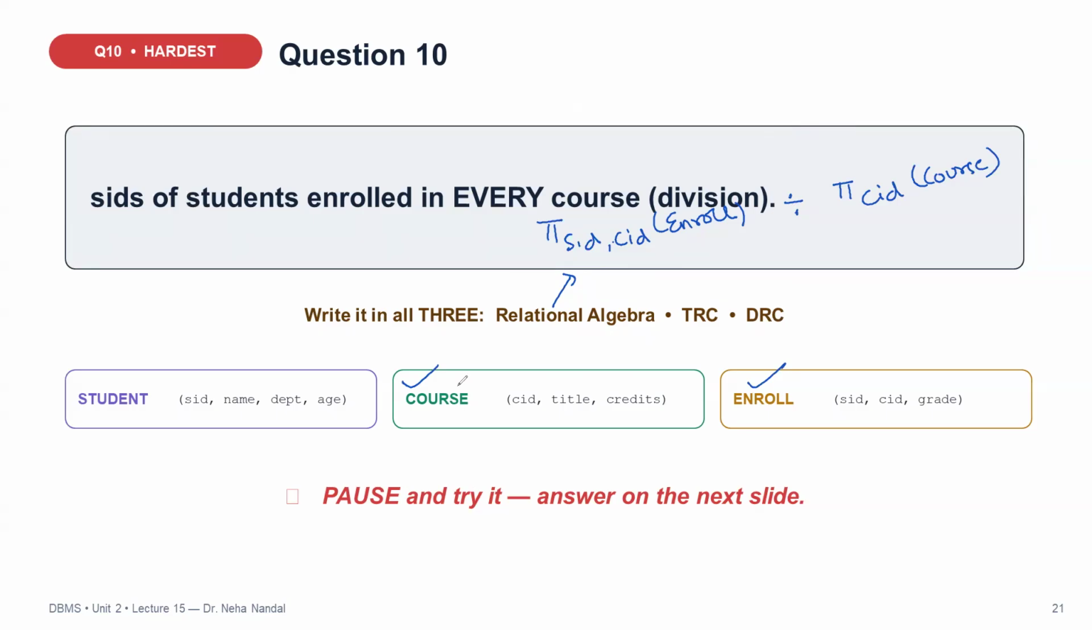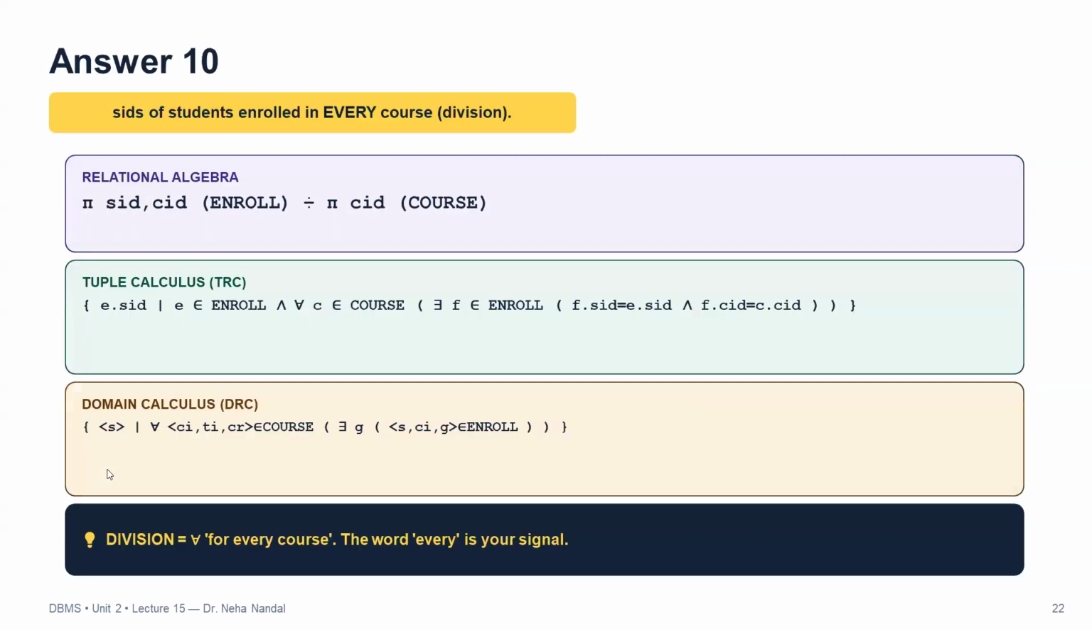Okay. And calculus finally will use here for all. So that also will come. Now, till now we have utilized only there exist. But for all, we'll wrap everything. For all courses, there is a matching enrollment. Okay. So this is the trickiest and hardest one which can come in the exams. So first one is direct division. But how will it work in calculus? Here you will utilize for all.